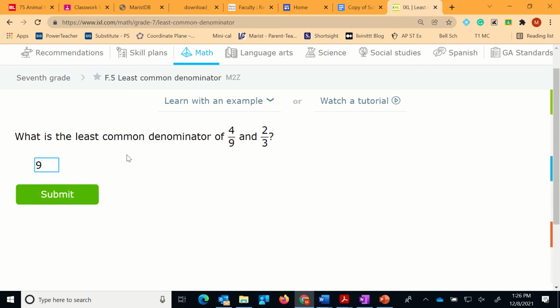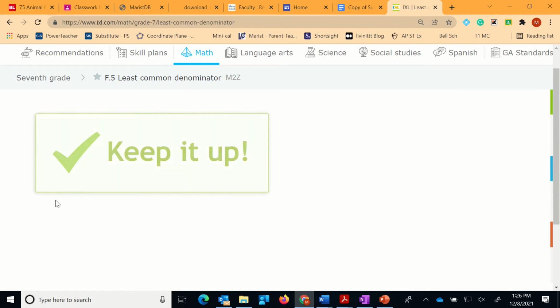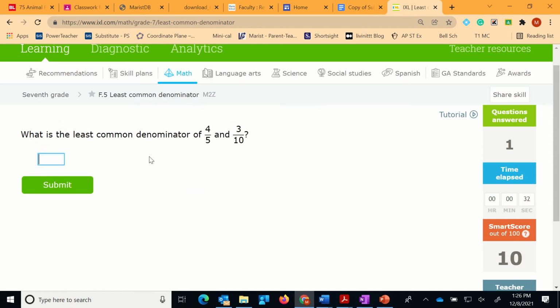LCM is the exact same thing as the LCD, but we're looking only at the denominators, right? So basically when we say LCD, we're talking about the LCM of the denominators only. That's the same process. What's the least common denominator of 5 and 10? We're trying to find the LCM there. 5 times 2 is 10, so there you go, it's 10. 10 times 1 is 10, 5 times 2 is 10.